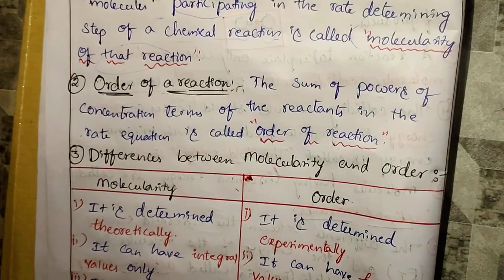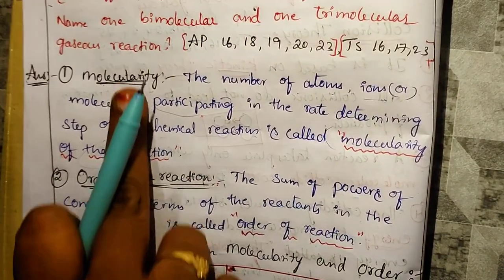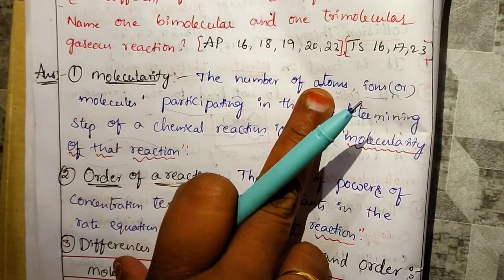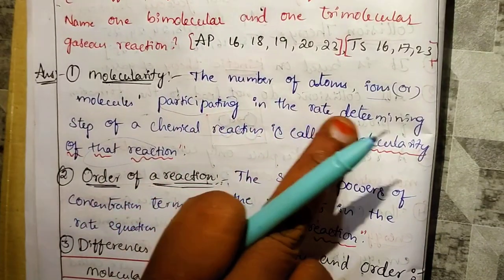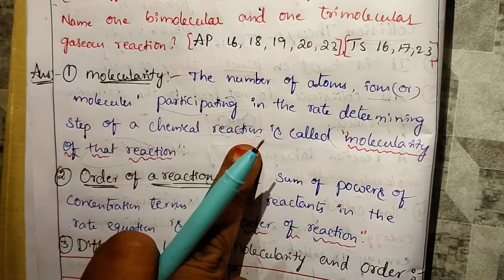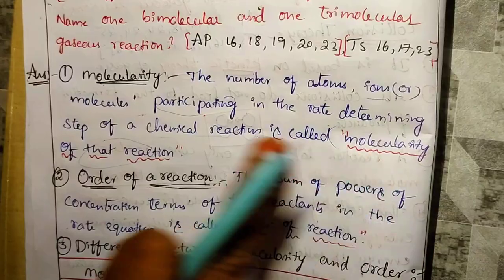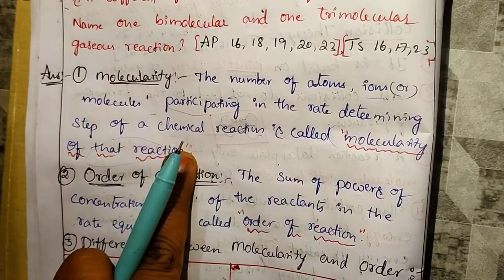So what is the definition? Let us see the definition of molecularity. The number of atoms, ions or molecules participating in the rate determining step of a chemical reaction is called molecularity of the reaction. Got clarity?